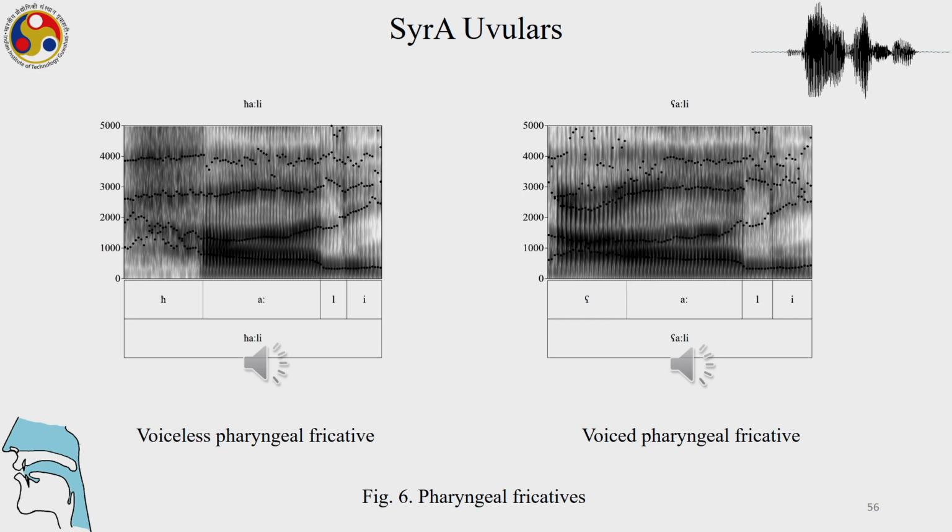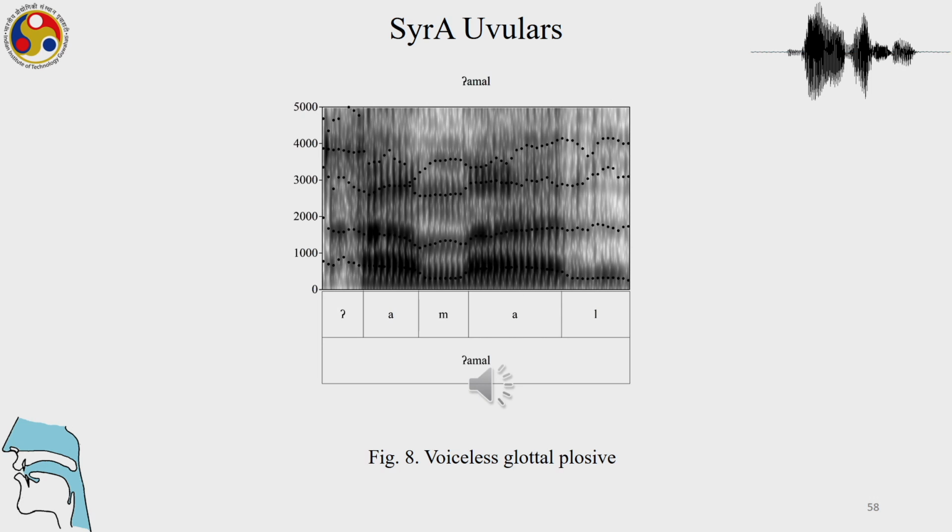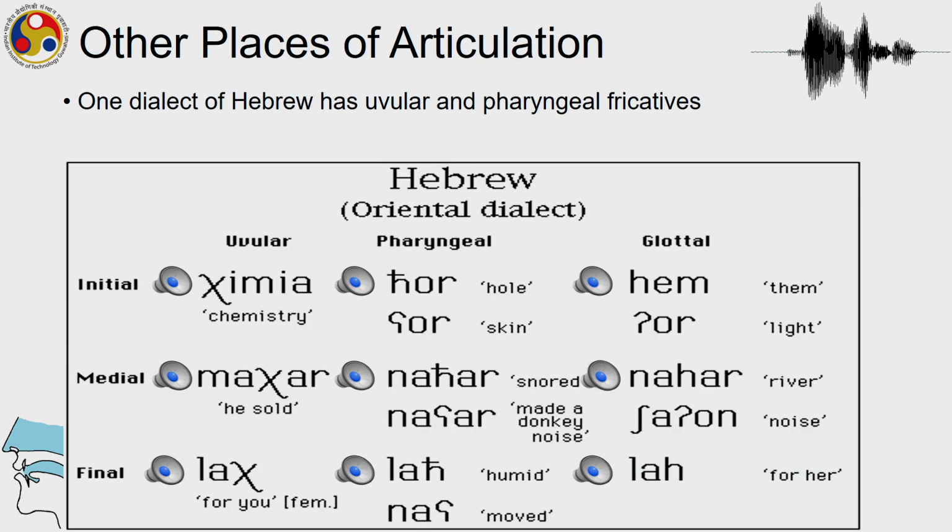Then there are the pharyngeal fricatives in this variety of Arabic. Again, we can have the fricative which is non-emphatic, a plain one, and an emphatic one. Hali. Ali. Qasi. We can also have a voiceless pharyngeal plosive, Amal, a voiceless glottal plosive, etc.